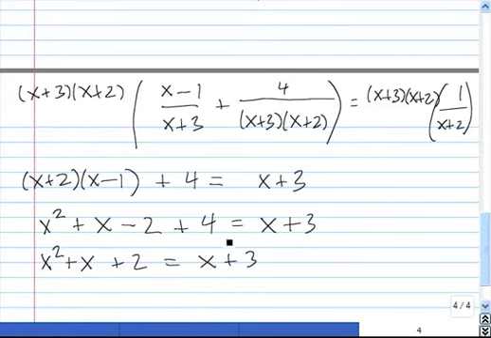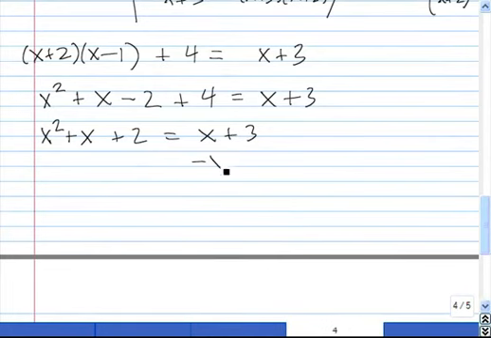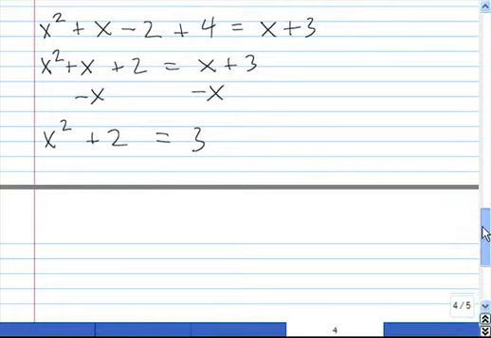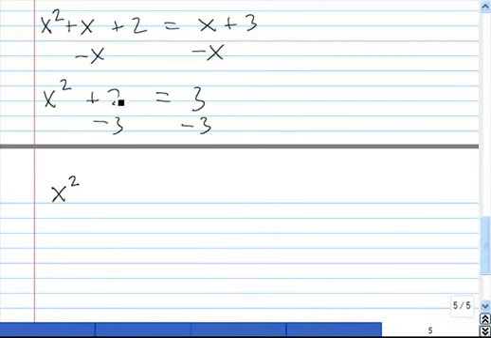Finally, we should bring over the negative x and the 3. So we have minus x. X minus x is 0, so that term drops out, and we have plus 2. 3 is left on this side. And finally, we subtract 3 from both sides. So we have x squared, 2 minus 3 is negative 1 equals 0.